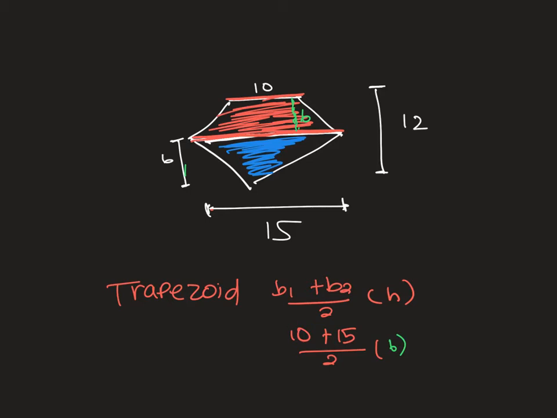All right, so I'm going to do 10 plus 15 divided by 2, and then I multiply that by 6, and you should get the trapezoid has a total area of 75.